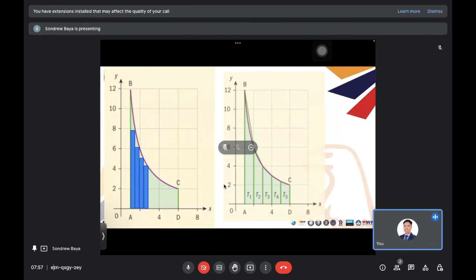And if you try to compare the two methods, the trapezoidal method, or the method using trapezoids, would limit the error. Yes, there might be areas that are not covered, or there might be areas that are overly covered, meaning it goes beyond the curve. But if you compare this with the previous method, the error here is much lesser.